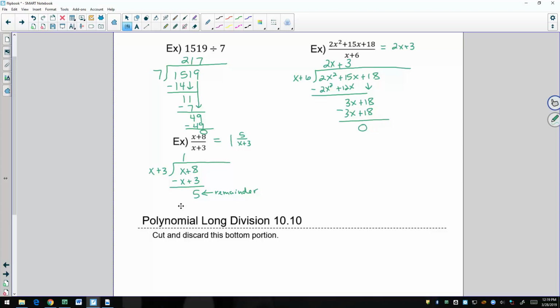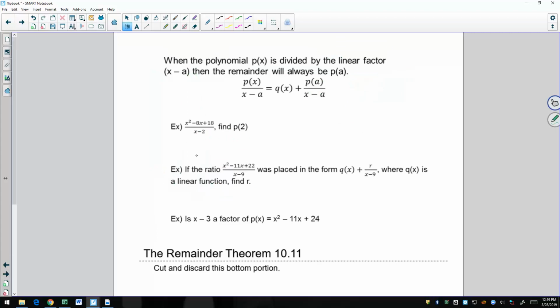So that is it for that lesson, lesson 10. So now we're going to go on to lesson 11, which also has to do with division. Lesson 11, though, deals with the remainder theorem. And this is an interesting theorem that will make your life a little easier when asked certain questions. So let's make sure we understand what the remainder theorem is.